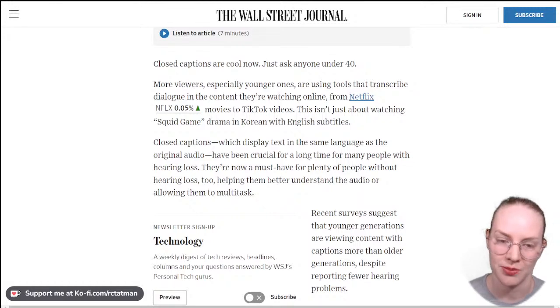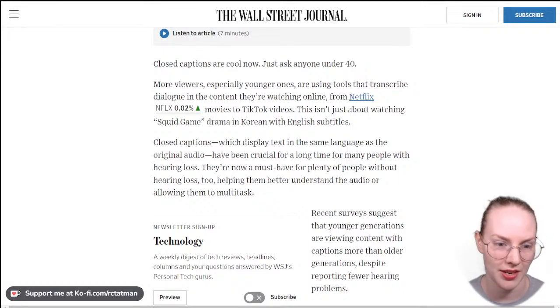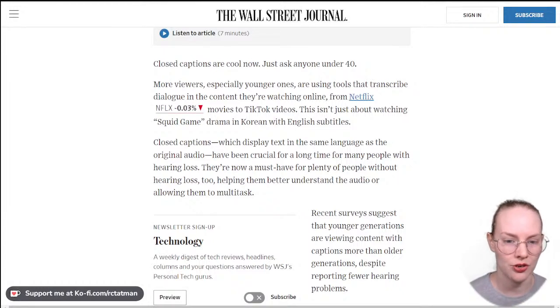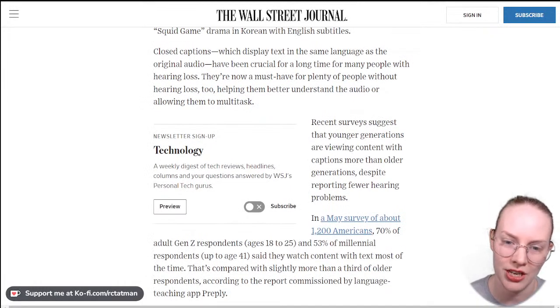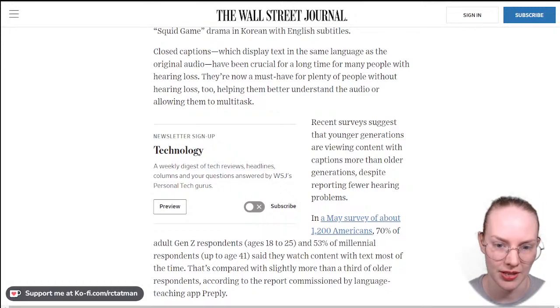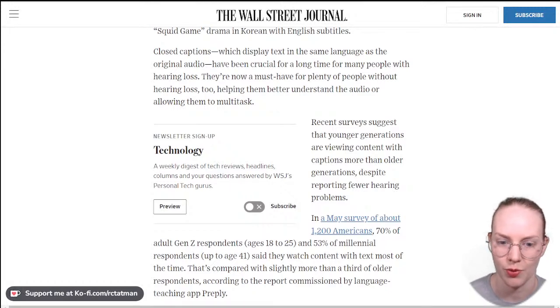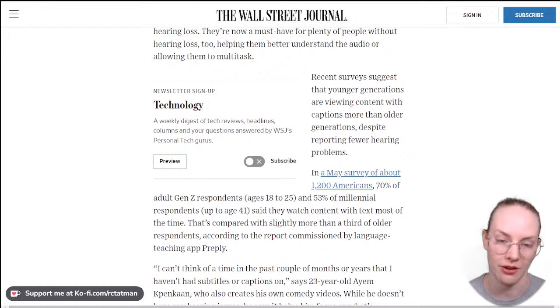Closed captions, which display text in the same language as the original audio, have been crucial for a long time for many people with hearing loss and also deaf people. They are now a must-have for plenty of people without hearing loss too, to help them better understand the audio or allowing them to multitask. Recent surveys suggest that younger generations are viewing content with captions more than older generations, despite reporting fewer hearing problems.